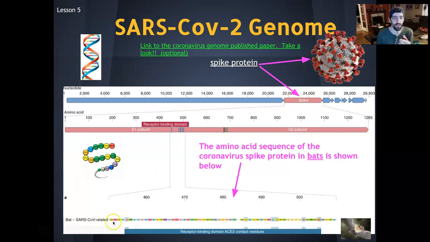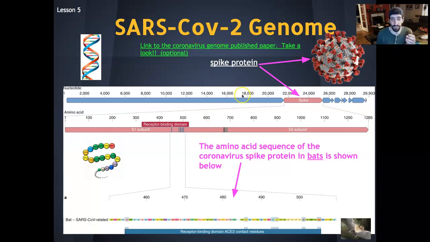And if we look closer, down here at the bottom, this is the list of amino acids that if you were to put those together, that would make a spike on the outside of the virus that would allow it to infect bats. But this same spike, if you were to match it up with a human host, it would not be able to infect the human host because it's the wrong shape.